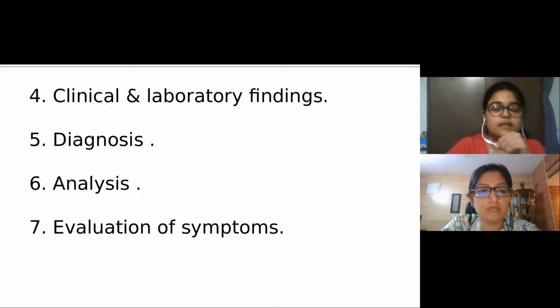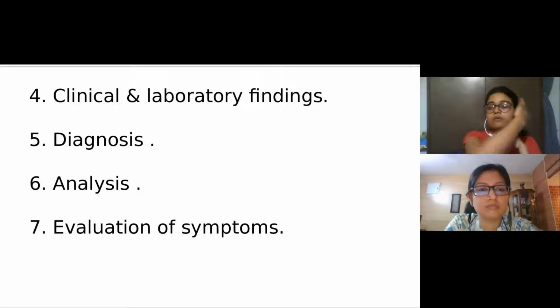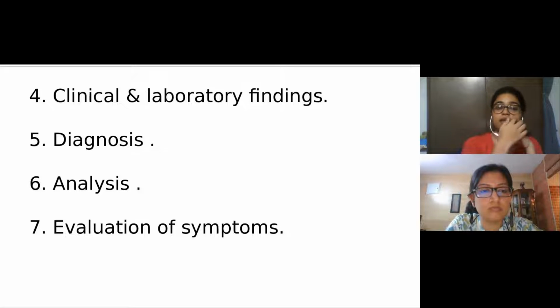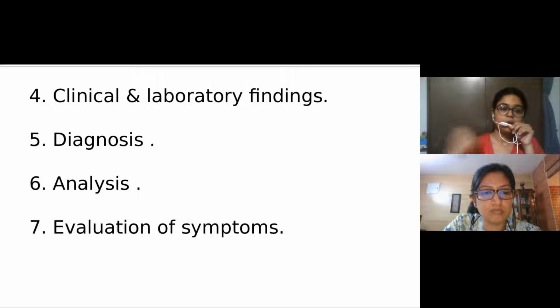Then clinical and laboratory findings are important for our knowledge. Diagnosis and clinical laboratory findings are important for our knowledge to decide whether it is a curable case or an incurable case, or whether we can refer it to any other physician, or if this case needs surgical aid. So that's why clinical and laboratory findings are important for our knowledge.